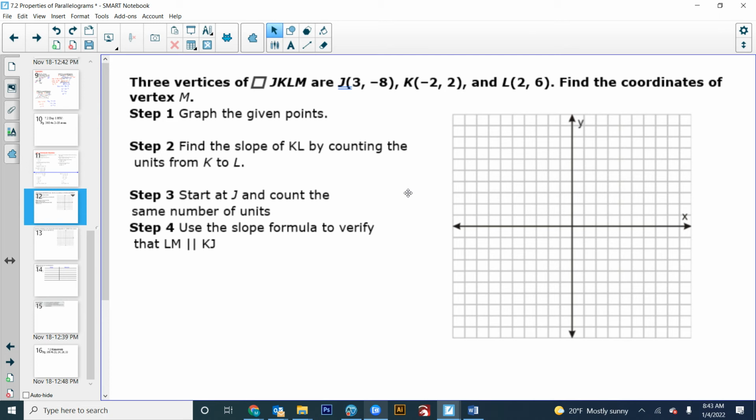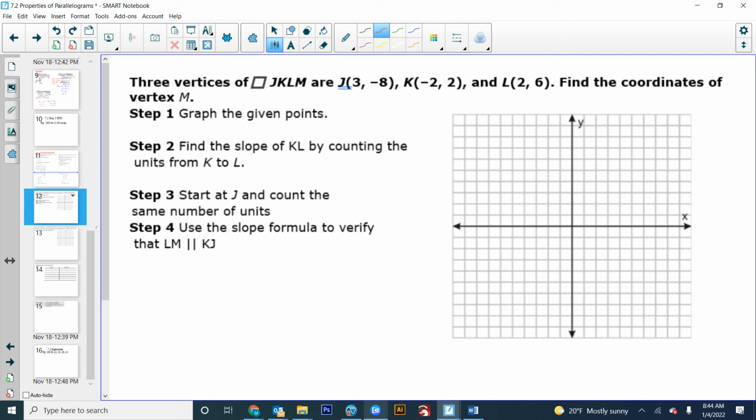So on your paper, there's a graph here. We're going to graph a parallelogram. But what do you notice is weird about the parallelogram? JKLM. As you read through it, you have to find one of them. They give you J, they give you K, they give you L. They don't give you M. So that is part of the process here. Now, honestly, it's pretty easy if you are careful as you graph and label.